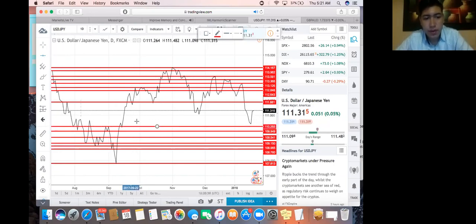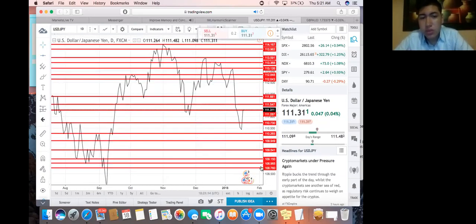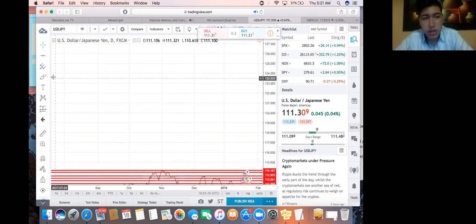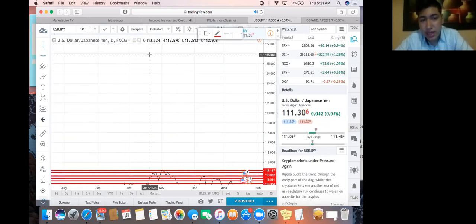Okay. I have one right here, and I have one right here. Actually, this little resistance is also a resistance on the current market price. This is support and resistance. What's a support and resistance? Resistance is the ceiling and support is the floor.